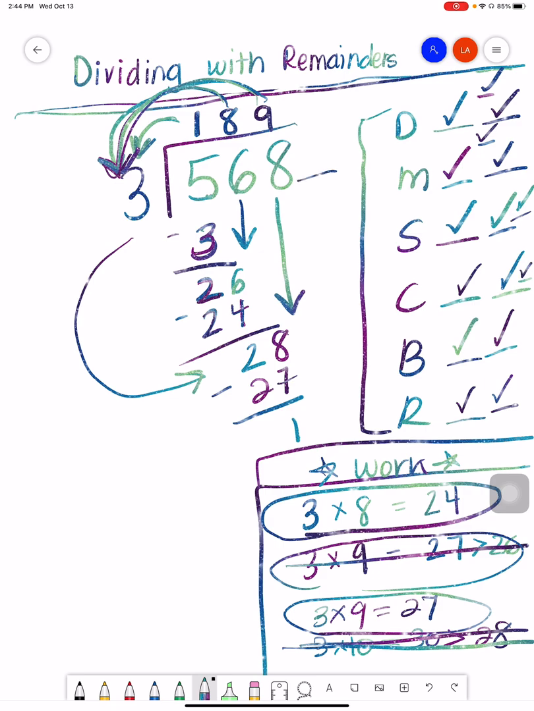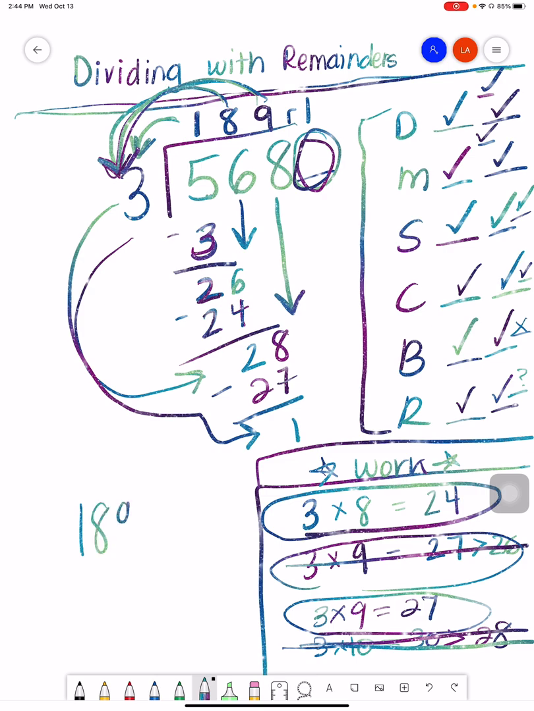Now I bring down, but there are no digits to bring down. So I've got to skip this step, which makes me think, maybe I need a remainder, because 3 does not go into 1. Because 3 doesn't go into 1, and there are no other digits here, I have to put a remainder 1. 189 remainder 1 is my quotient. Did you get that?